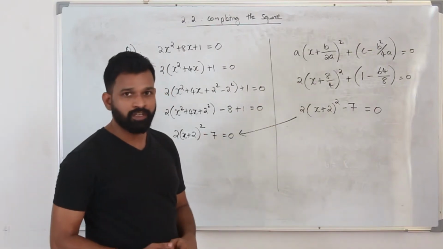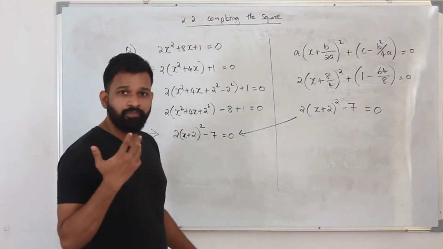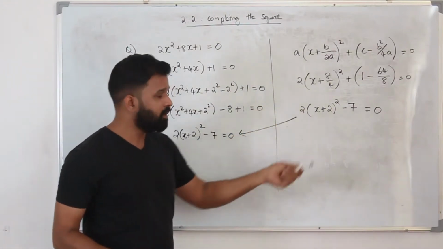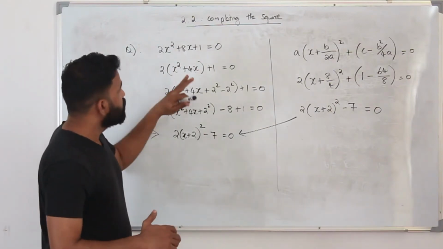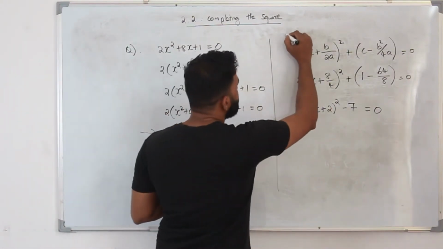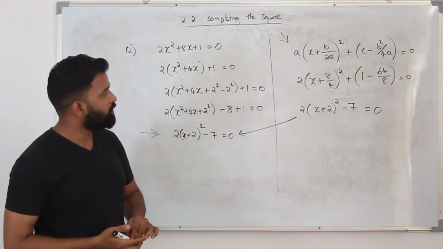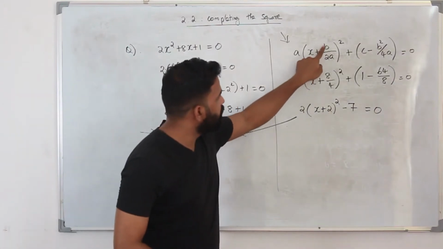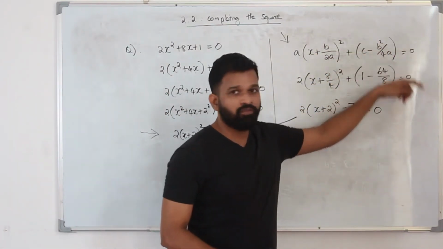This is much easier, because here we tend to make mistakes. But if you think that this formula is too difficult, just follow the normal completing the square method. So this is the first thing you are going to learn in 2.2. This is a new thing you are going to learn: a times (x plus b upon 2a) whole square plus c minus b square upon 4a.